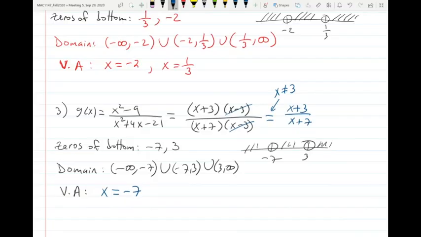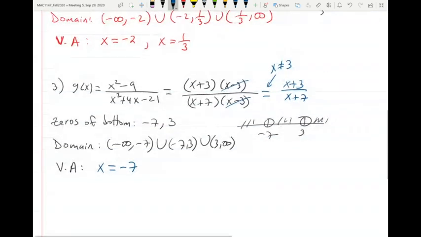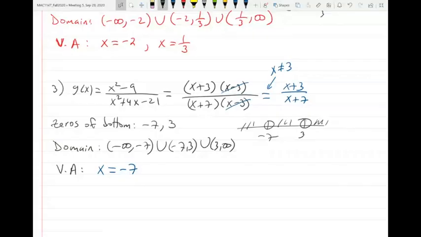Okay, questions? Questions? In finding vertical asymptotes of a rational function? Okay, so if there are no questions, then let's continue. Let me do one more quickly.